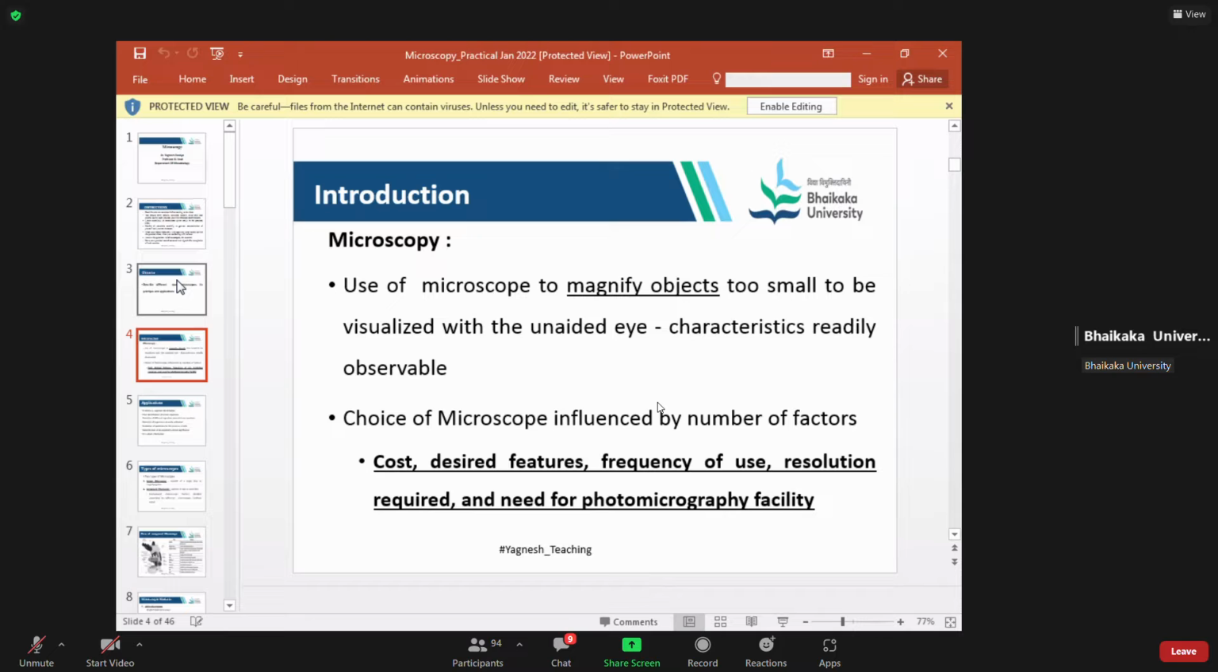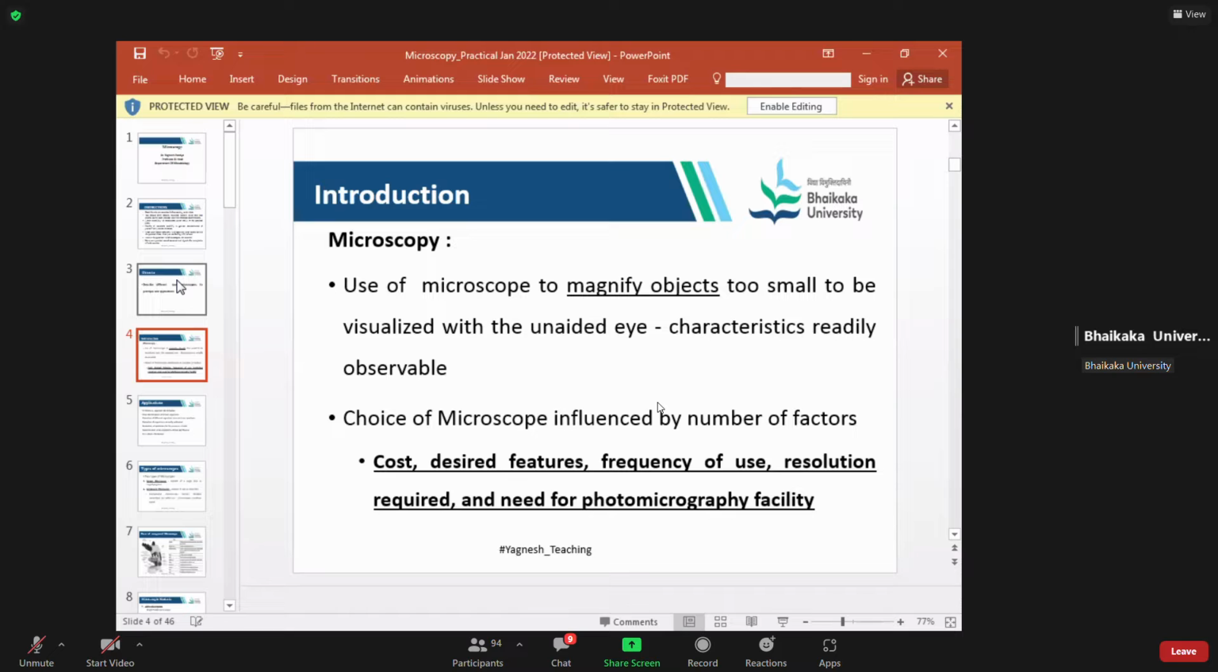Microscopy, use of microscope to magnify the object. So remember, we are magnifying objects like bacteria, viruses, fungus, and parasites. Now, these organisms are too small to be visualized with the unaided eye. Remember, in microbiology, we are dealing with the diagnosis of the condition, or we are identifying the organisms responsible for the pathogenicity or for the disease.